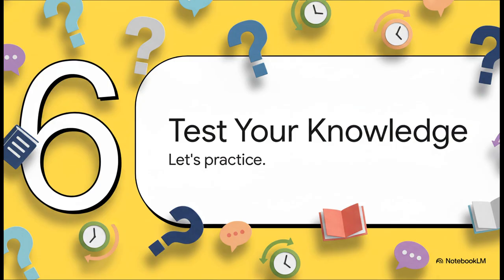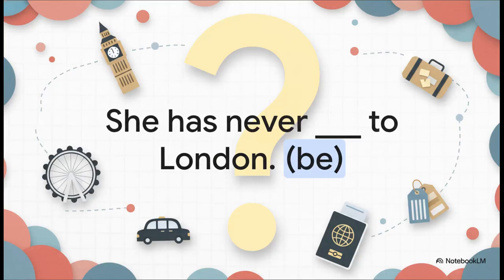All right, you've got the rules, you've seen the examples. Now it's time for a super quick, no-pressure quiz to see how you're doing. You ready? Let's go! Question number 1. She has never blank to London. The verb is be. What do you think? The answer is been. She has never been to London.